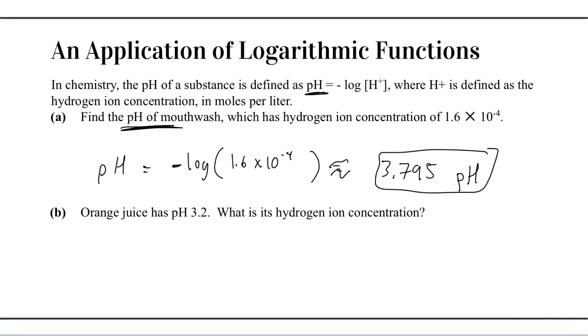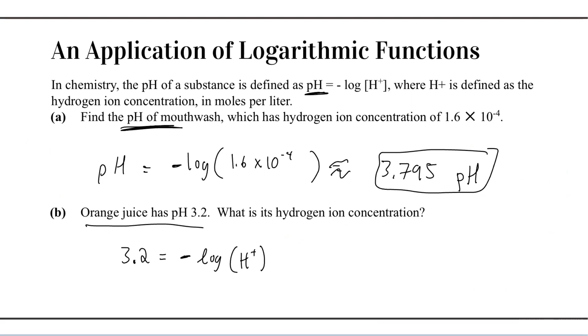Now it turns out that orange juice is a little bit even more acidic. It's got a pH of 3.2. So given that, we want to determine its hydrogen ion concentration. So now we actually know the pH, so we could plug in 3.2 for the pH, and then set that equal to negative of the log of whatever this hydrogen ion concentration is, and then solve to determine this.